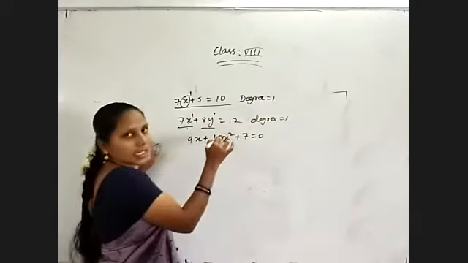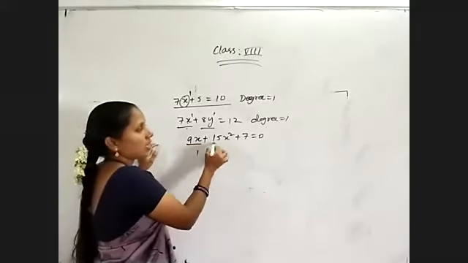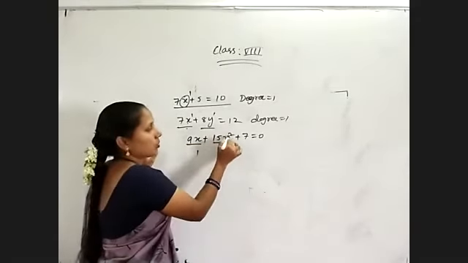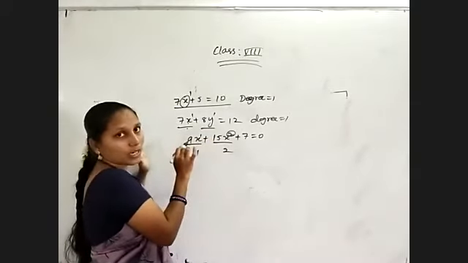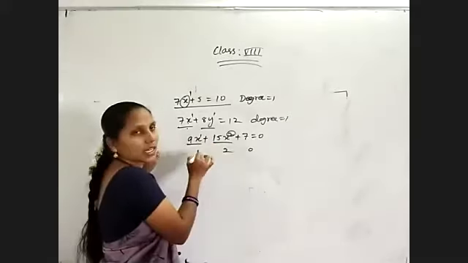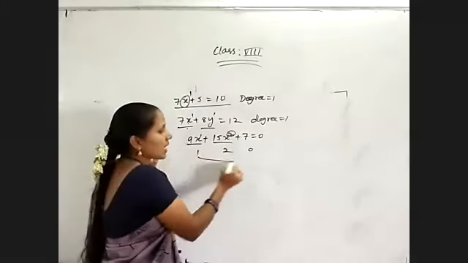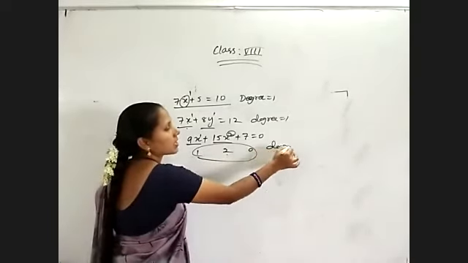Highest power we need to select. What is the degree of the first term? 1. Degree of the second term is 2. Powers of the variables we have to check, no need to go for numbers. And what is the degree of a constant term? Always 0. Now what is the highest number among these? 2. So the degree of this last equation is equal to 2.